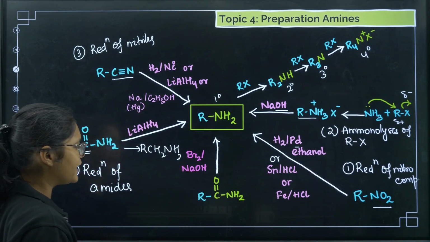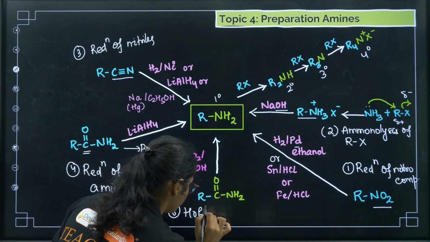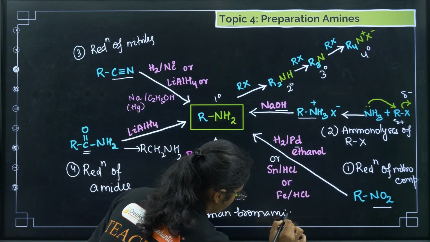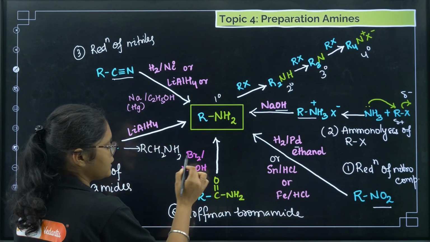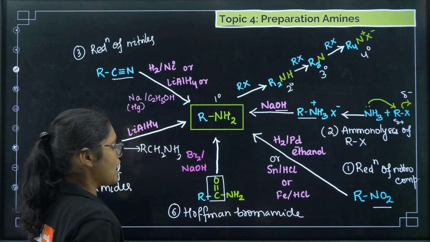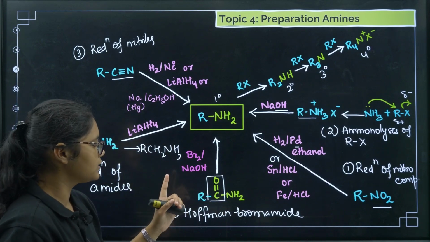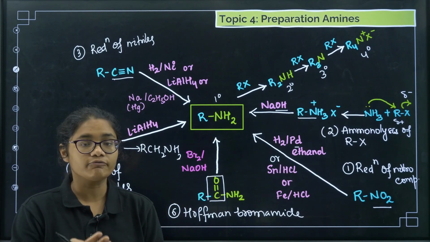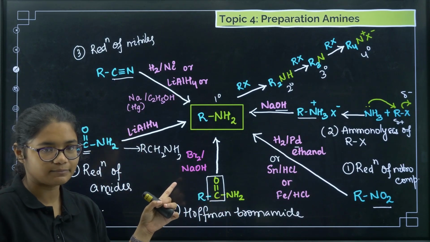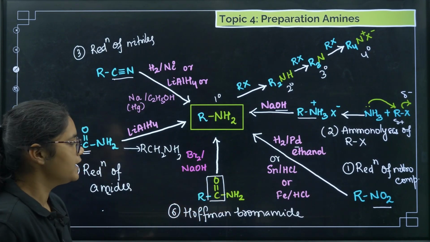Next, the sixth one we'll discuss, that is Hoffmann bromamide degradation. This is a very, very important reaction. Here there is an amide, the reagent used is Br2 in presence of NaOH. What happens? This RCO group vanishes and we get RNH2 directly. So you should remember that if you want to prepare an amine with the same number of carbons as the amide, use LiAlH4; with one carbon less, use Br2 in presence of NaOH, Hoffmann bromamide degradation. So this is the sixth method.